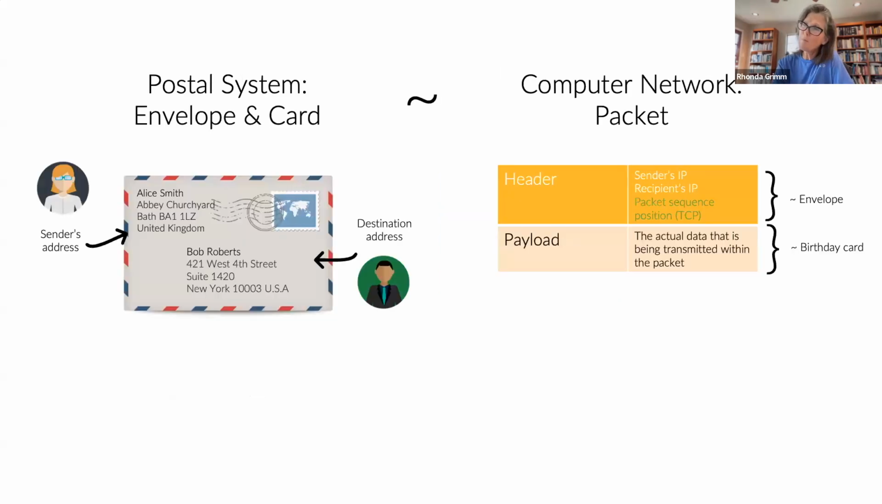So going back to our analogy, every envelope, every card has an address. You've got the sender's address and you've got the destination address. In a packet, it's the same kind of thing. You've got the envelope, if you will, called the header, which has the address of the sender and the destination. And then the payload is the birthday card or whatever you're sending.